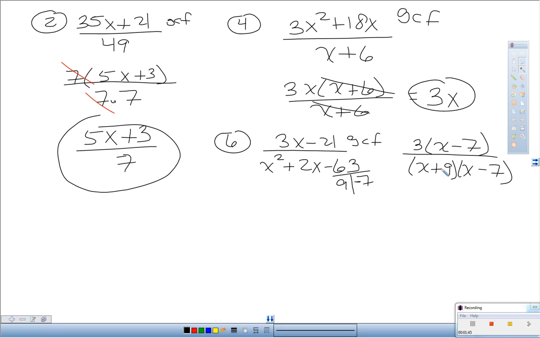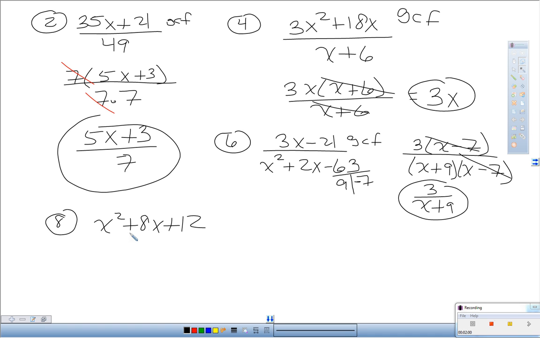The reason why I do that is, well, what's going to cross out now? There you go, x minus 7. So that leaves me 3 over x plus 9. So that will be your answer for number 6. For number 8, you've got x squared plus 8x plus 12 divided by x squared plus 10x plus 24.